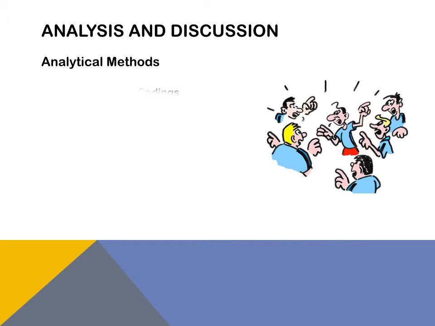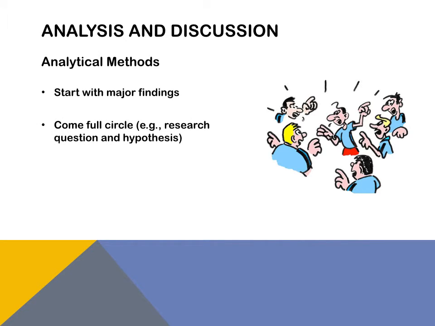So I start with the major findings. These are the major findings. I found that 80 people who watch infomercials don't improve their health more than 20% after 2 years. Okay, major finding. And then I try to come full circle, and I try to link it to my research question and my hypothesis. And that's really the crux of a good research study.